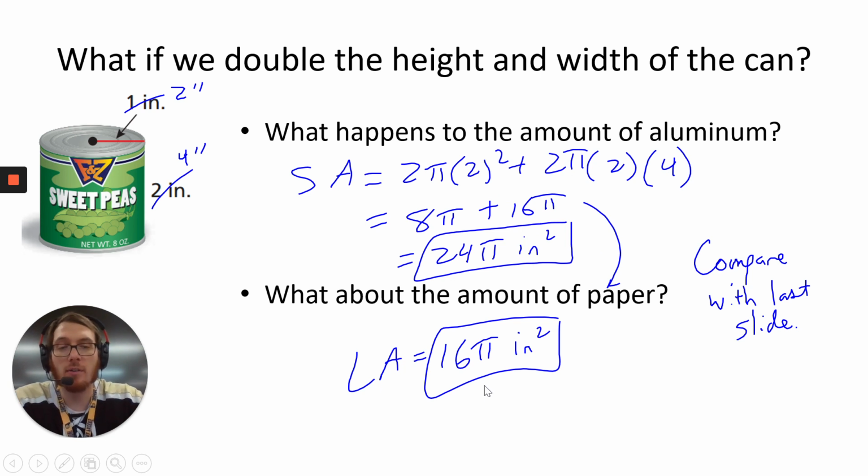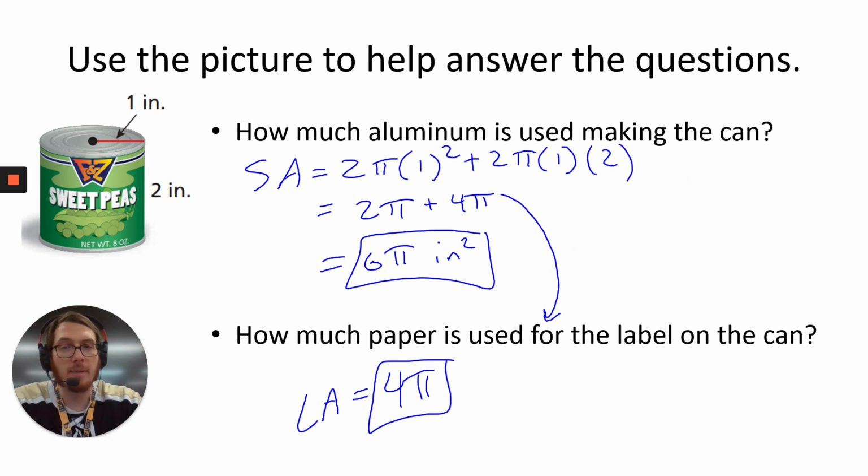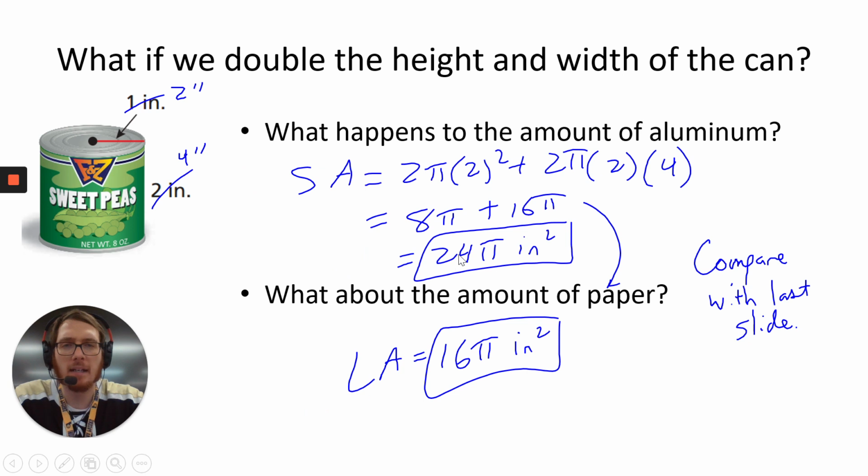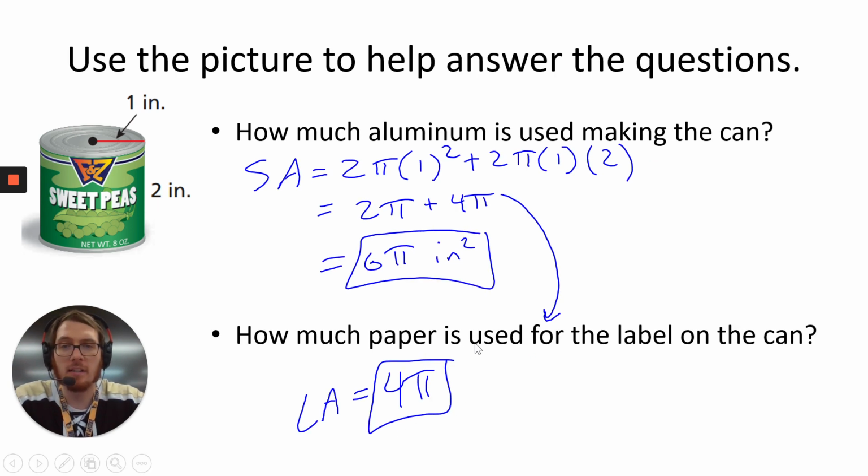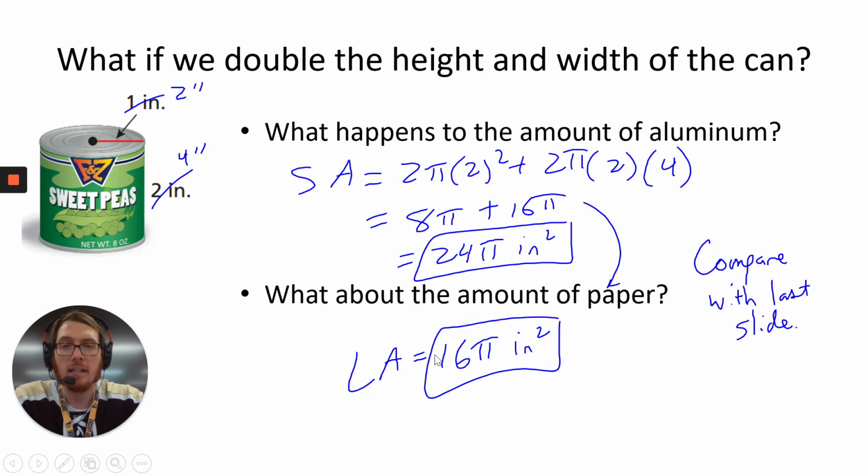Now here's what you should notice if you compare them. You don't want to just assume that this number doubles, because that's what a lot of students were saying in our last chapter. So it is correct that something's happening here, but it's not doubling. If we compare this one, it's 6 pi, and this one's 24 pi. 6 times 4 is 24. If we look at the last one, this was 4 pi for the lateral area. Now it's 16 pi, which is also times 4.